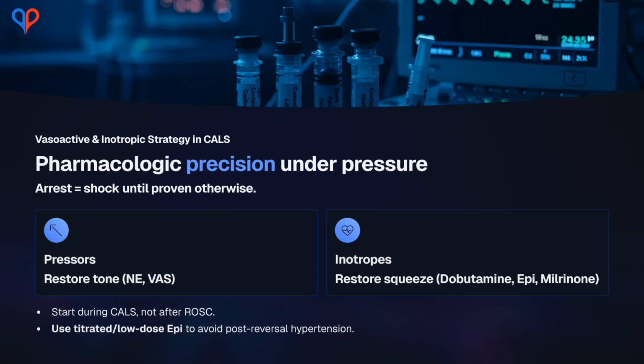Important CALS Pearl. Use titrated or low-dose epinephrine. Avoid large boluses that cause extreme hypertension. Once a reversible cause like tamponade is relieved, the blood pressure can overshoot. That can injure grafts or cause bleeding. Typical low-dose strategies include small boluses of 10 to 20 micrograms or a cautious infusion, such as 0.02 to 0.1 micrograms per kilogram per minute, adjusted to perfusion and surgical guidance.